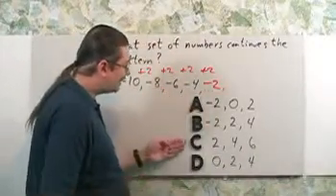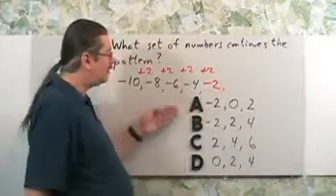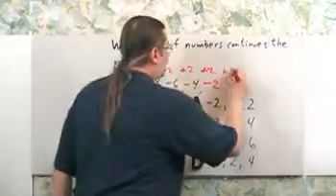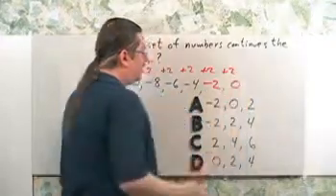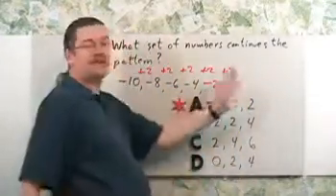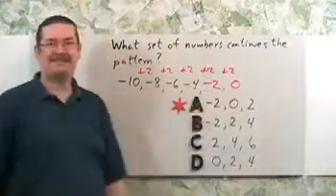Now, look at your choices. I can eliminate C and D. They don't start off with negative 2 like these two do. Let's continue on. Plus 2, you're going to get 0. Oh, that's A, not B. So we don't even need to continue. We have our answer.